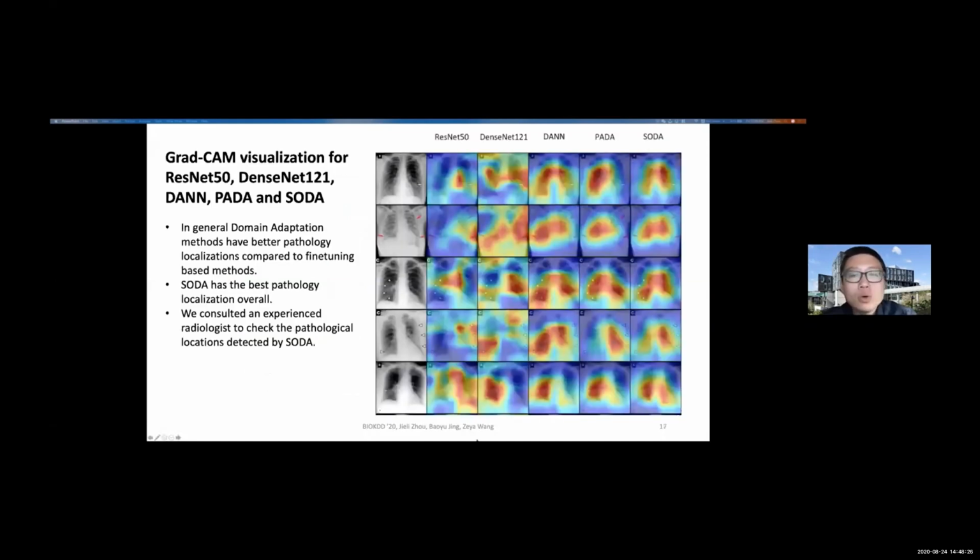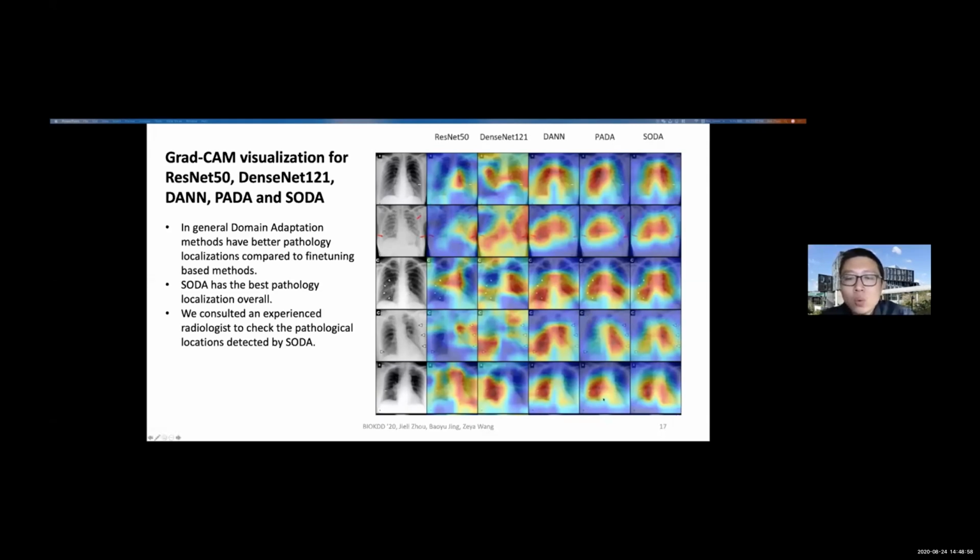And finally, we use Grad-CAM to visualize the features extracted from all compared models. These images have annotation arrows indicating the pathological locations. We observe that ResNet 50 and DenseNet 121 can focus wrongly on irrelevant locations like the dark corners and the edges. In contrast, domain adaptation models seem to have better localization in general. And our SODA model gives more focused and accurate pathological locations than other models compared.